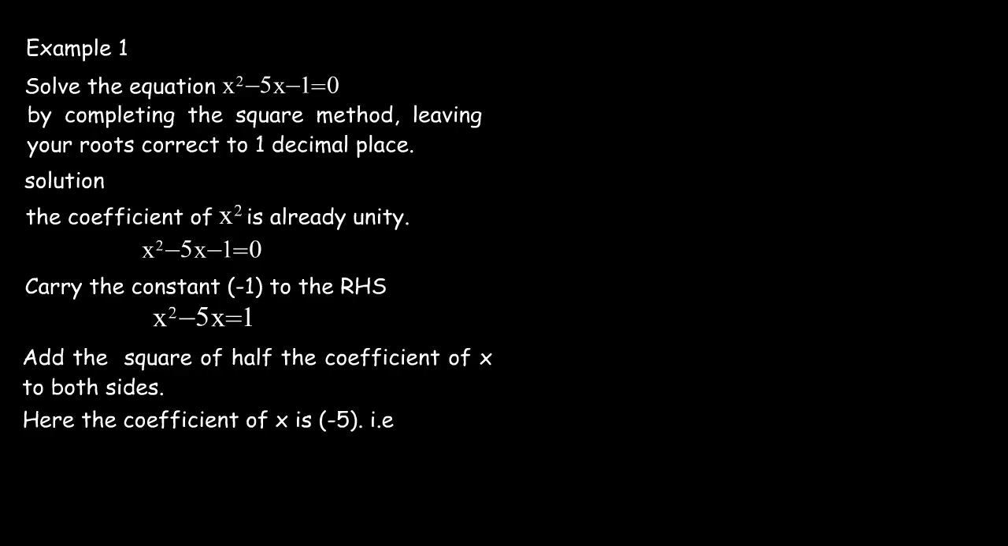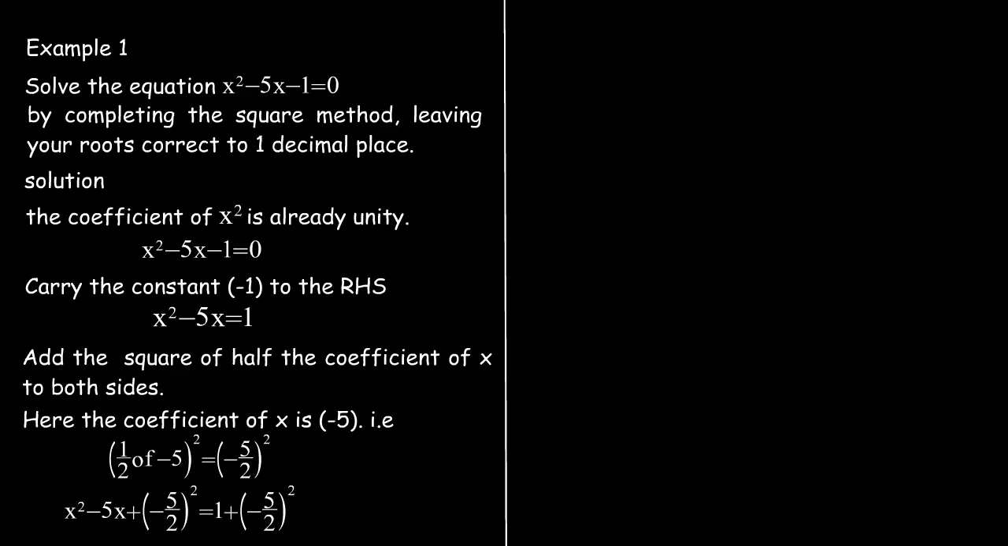Now here the coefficient of s is minus 5, so half of minus 5 squared will be equal to (minus 5 over 2) squared. So adding that to both sides of the equation, it becomes s squared minus 5s plus (minus 5 over 2) squared is equal to 1 plus (minus 5 over 2) squared.